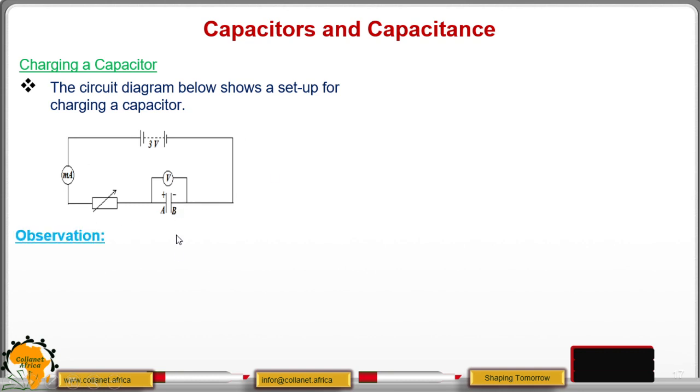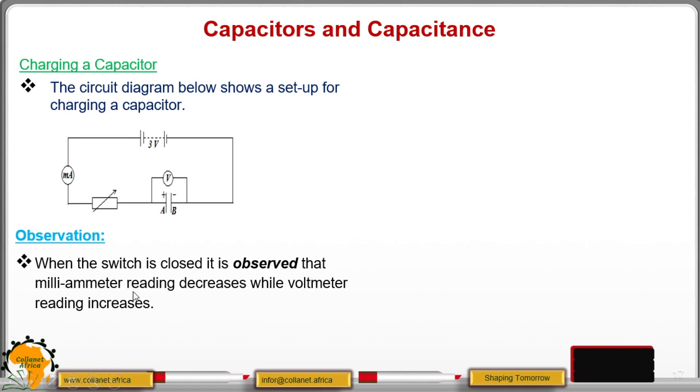So how do you go about this? When we close the switch, we observe that the milliammeter reading is decreasing, while the voltmeter reading increases. In other words, this one is decreasing from the maximum value to 0, and this one is increasing from the minimum value to maximum. So what is happening?